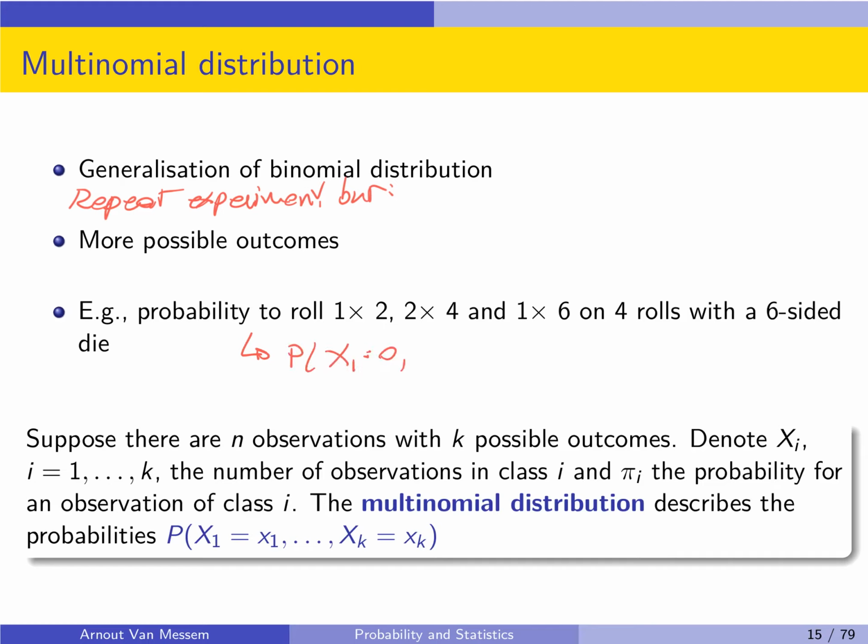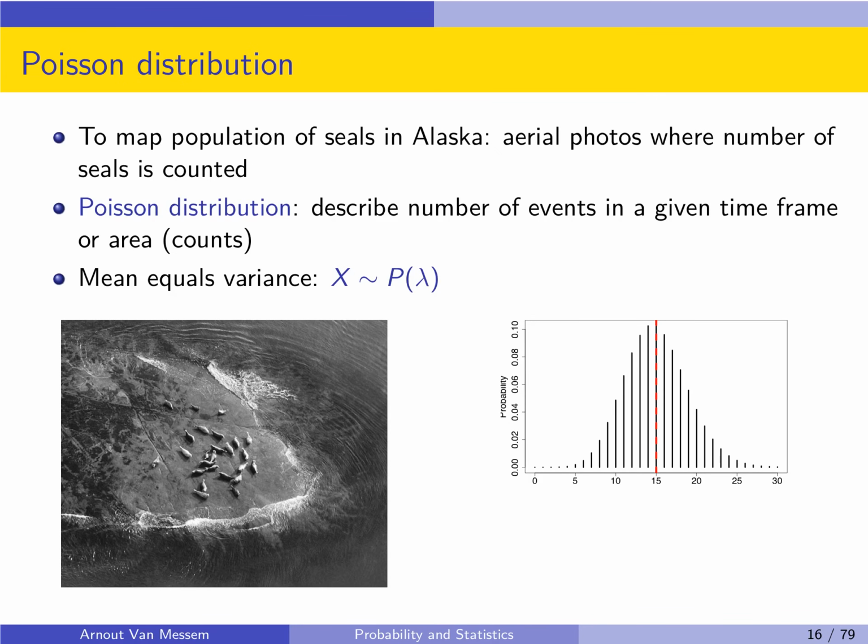So for the example given above, you would get the probability that x1 is 0. So there are no observations in class 1, there are no observations with outcome 1. And that x2 is equal to 1, so we have 1 time a 2. x3 is equal to 0, x4 is equal to 2, x5 is equal to 0, and x6 is equal to 1.